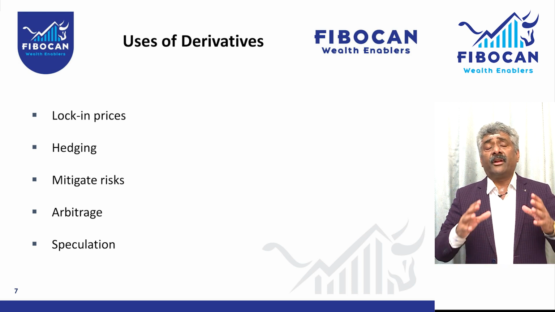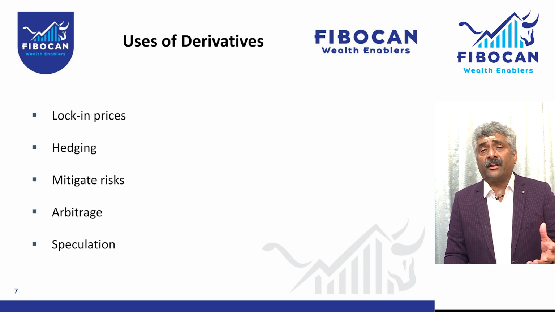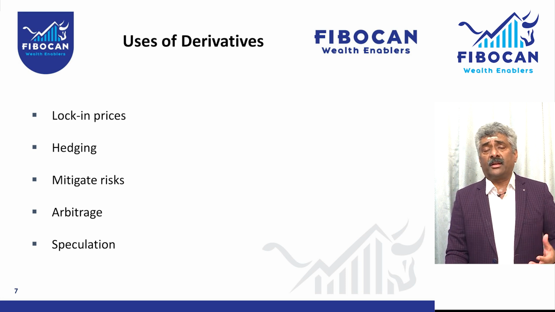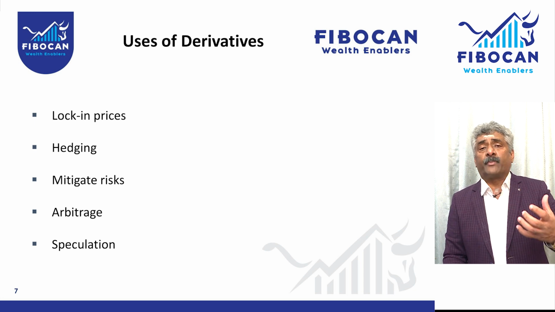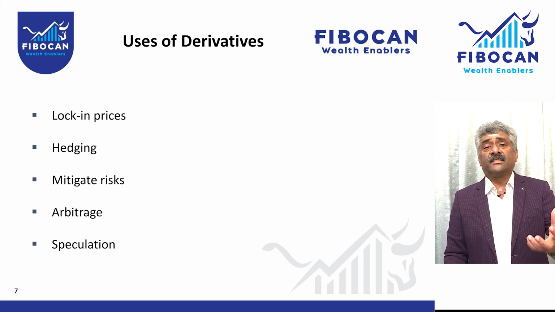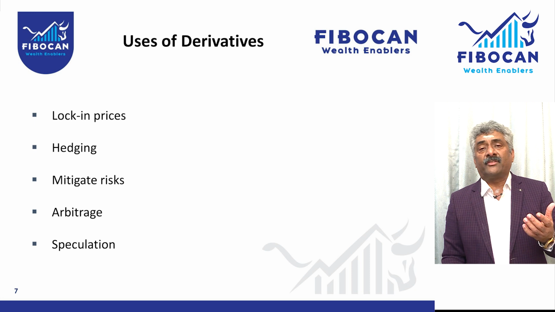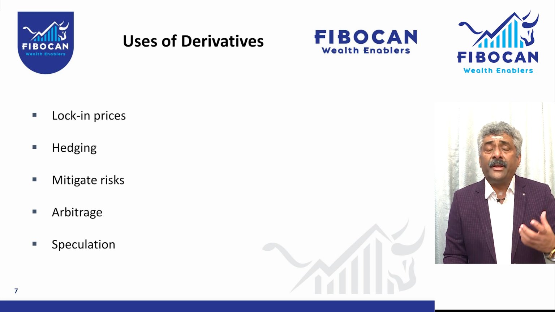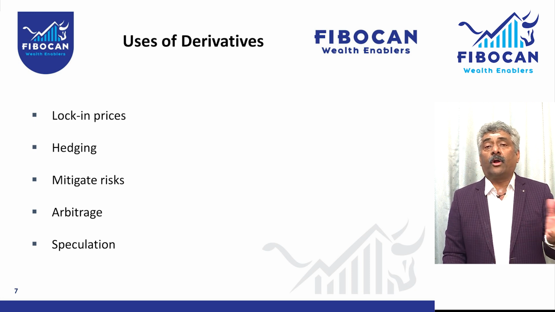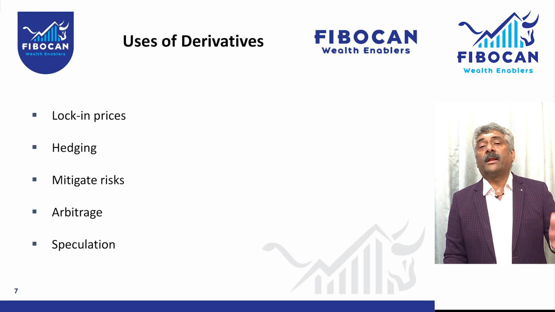Mitigating risk: the fundamental idea of derivatives is to mitigate risk. Particularly, let us say a farmer wants to sell his produce. He can mitigate his risk by entering into a forward contract, which is called futures, and thereby mitigate any risk that might happen due to uneven price movement in the markets.